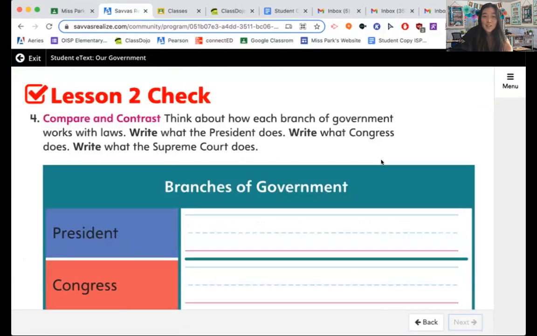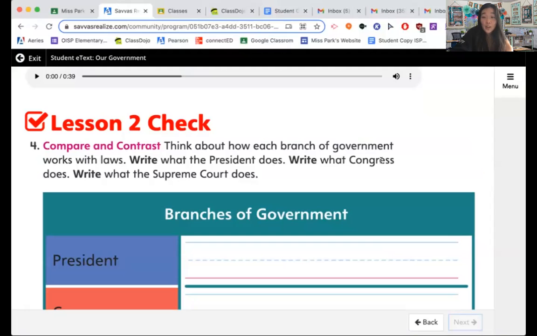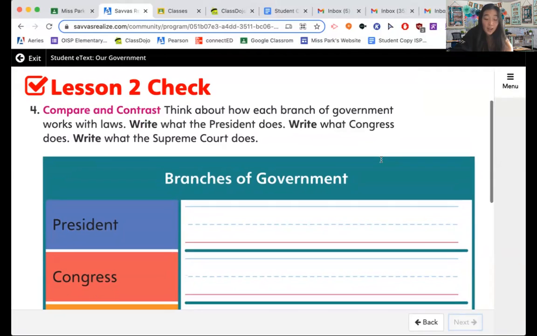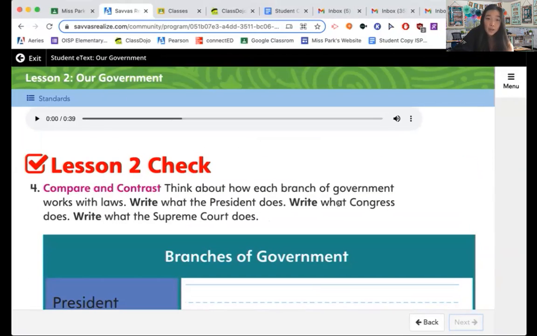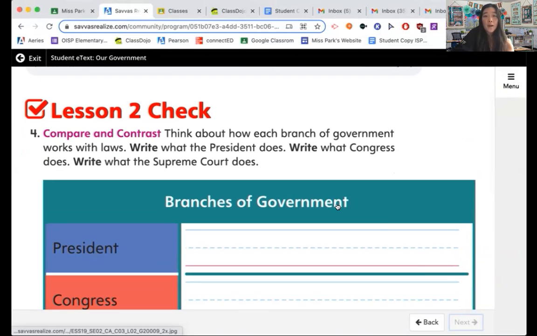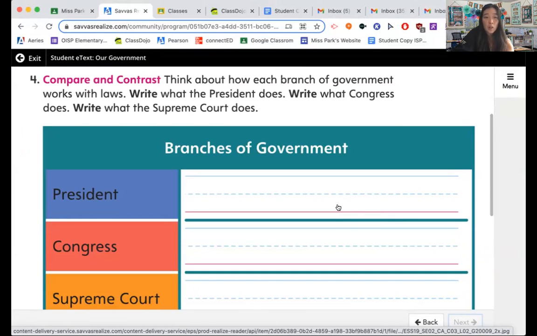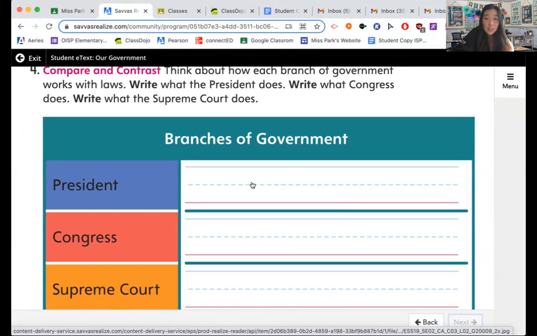All right, guys. So tomorrow we are going to watch that other video. It's going to be another Schoolhouse Rock video, so remind me. But let's go ahead and do our lesson 2 check. If you're in your book, we're on page 85. Compare and contrast. Think about how each branch of government works with laws. Write what the president does, write what Congress does, and write what the Supreme Court does.